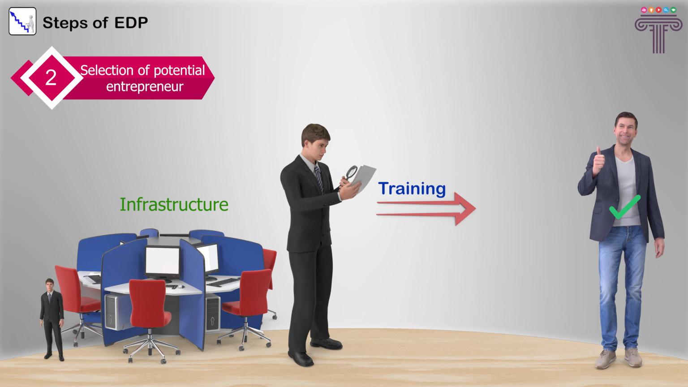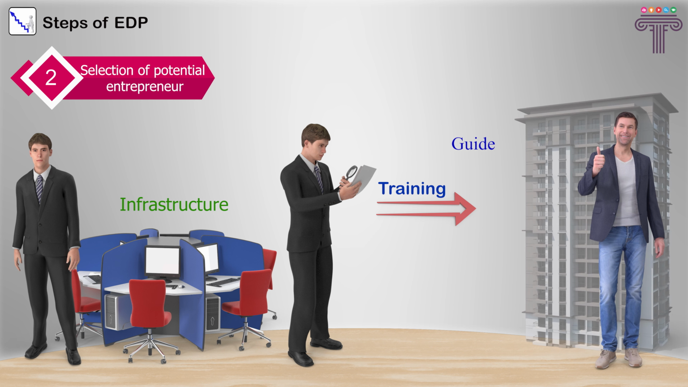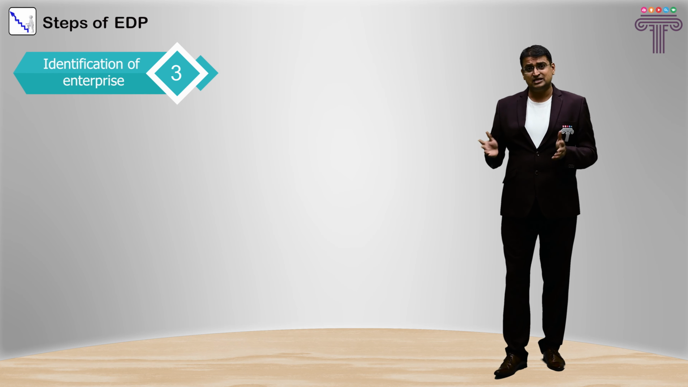So once you have made the arrangement of infrastructure, you do what? You select potential entrepreneurs. Based on their entrepreneurial traits, their motivations, their attitudes, the people are selected for the training. Once the people are selected, what will you do now? Now we'll guide them in deciding in what area, what enterprise, what section they want to develop their entrepreneurial skills. So yes, identification of enterprise is the next natural step.